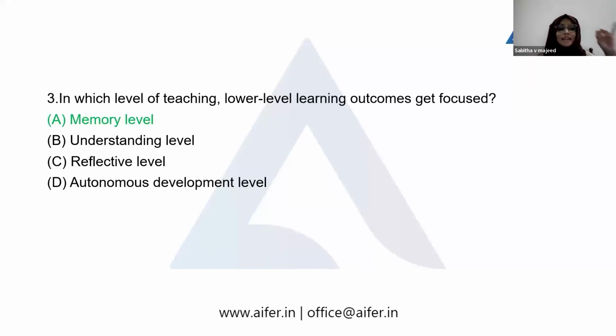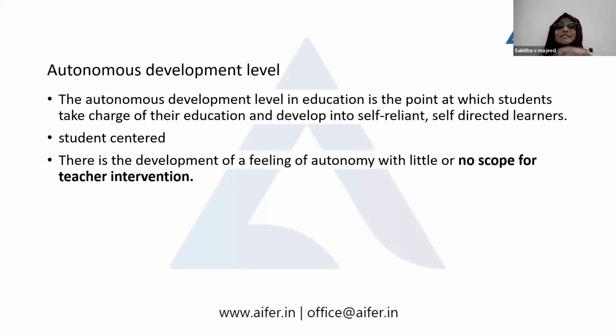Here we know the memory level of teaching, we know the understanding level of teaching, we know the reflective level of teaching. Okay, then what is autonomous development level? Autonomous development level is actually not a level of teaching. It is more like a level of learning. Okay. Here, there is no scope for teacher intervention. There is no need for a teacher. There is no role for a teacher. It doesn't require a teacher even as a guide or even as a mentor. Okay, there is no teacher.